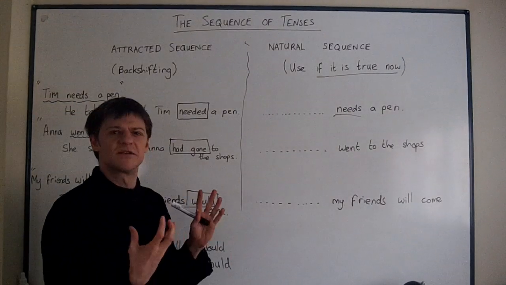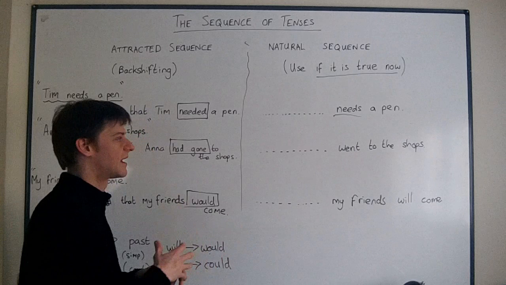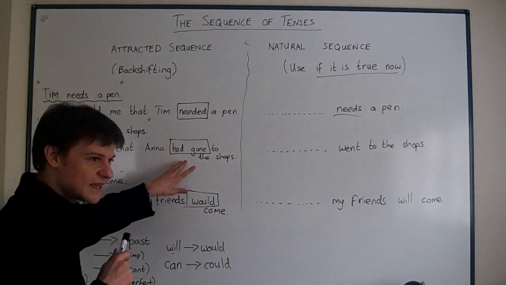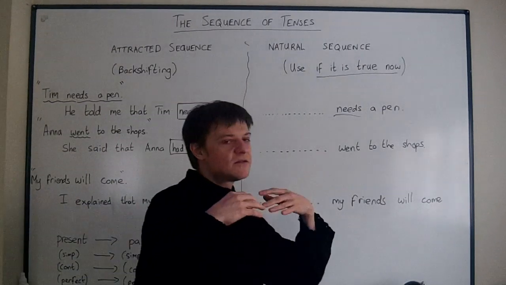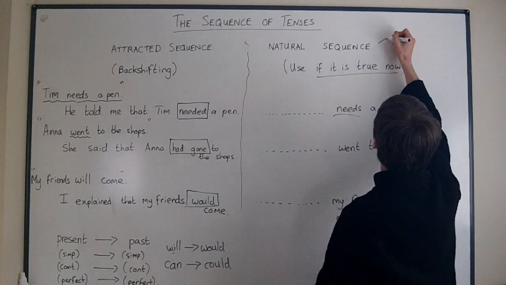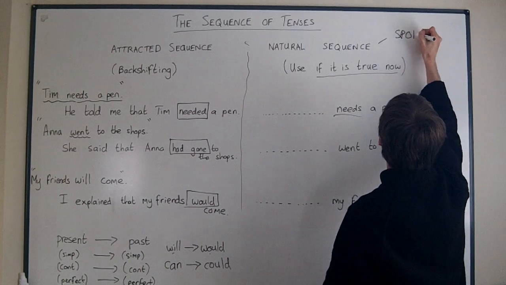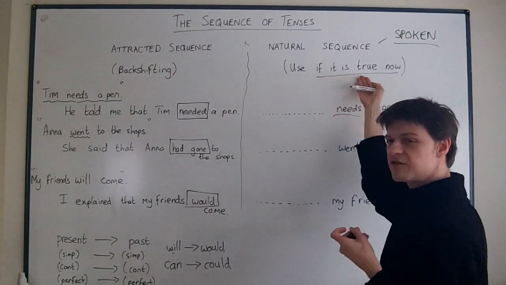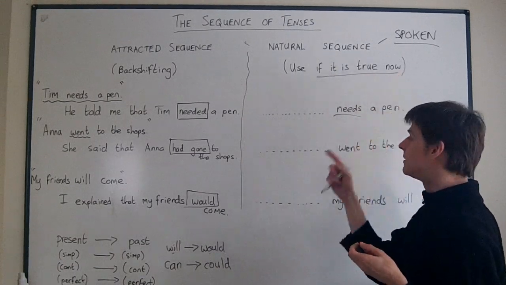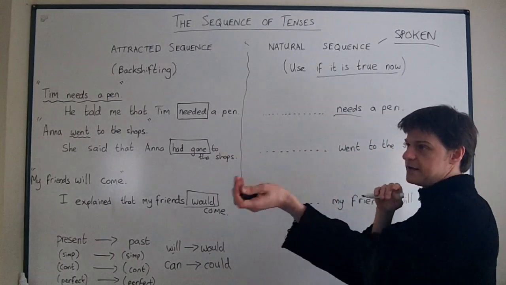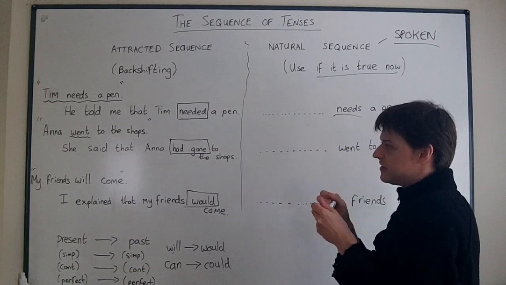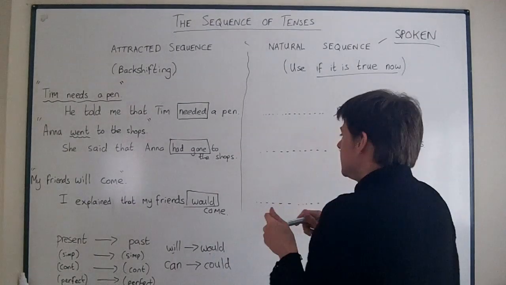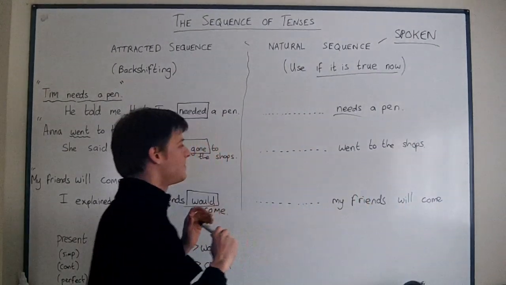Had gone is much more beautiful, I think. It's more correct. And I would normally do this, especially in written forms. But in spoken forms, and I just want to put that here for the natural sequence, it's very often spoken. It's not often written. And it's because if it's spoken, it's often still true now. And so maybe Anna still went down the shops. You could say she said that Anna went to the shops. It's okay. Okay, so this is possible, keeping it the same.